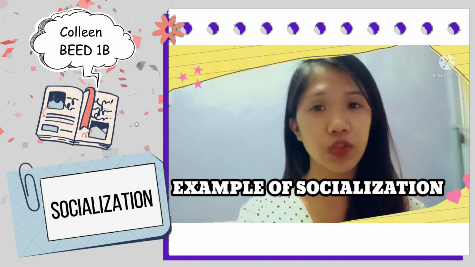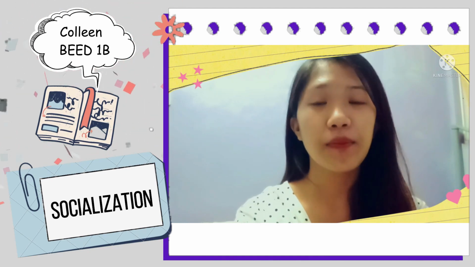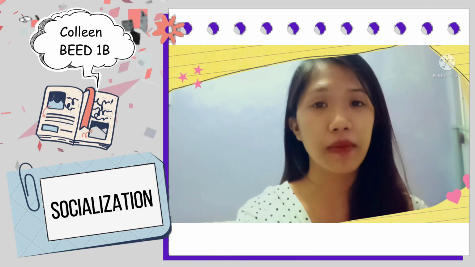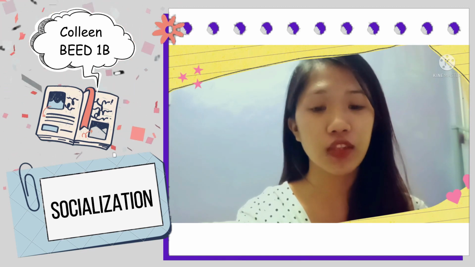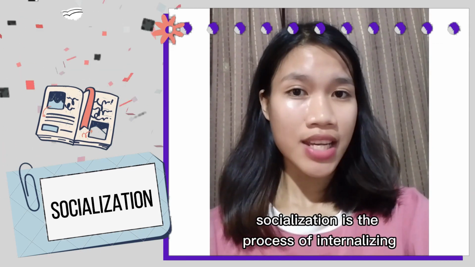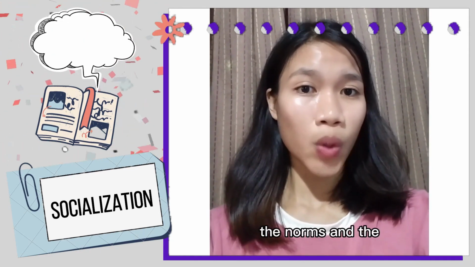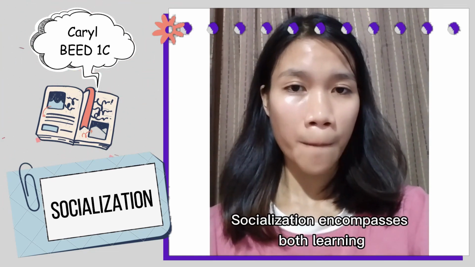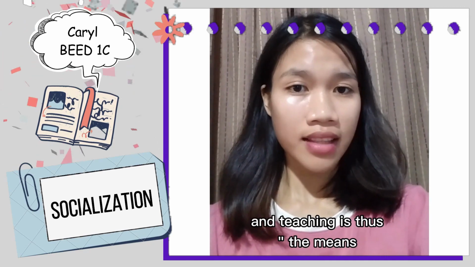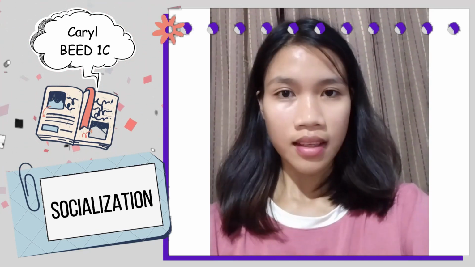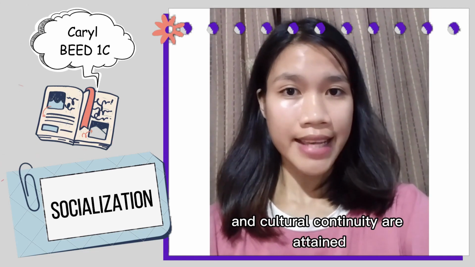Examples of socialization are interacting with friends and family, being told to obey rules, being rewarded for doing chores, and being taught how to behave in public places. These all enable a person to function within his or her culture. Socialization is the process of internalizing the norms and the ideologies of society. It encompasses both learning and teaching. It is thus the means by which social and cultural continuity are attained.